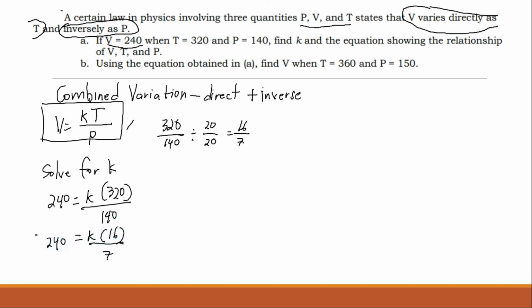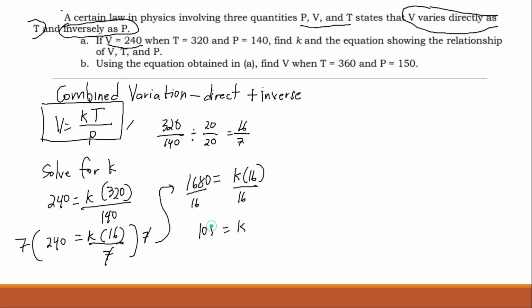Okay, by using the MPE, we multiply both sides by 7. So, 240 times 7. What is 240 times 7? That will become 1680 equals K times 16. Ngayon, kailangan naman nating i-divide both sides by 16. So, what is 1680 divided by 16? That is equal to 105. So, ang K natin is equal to 105.